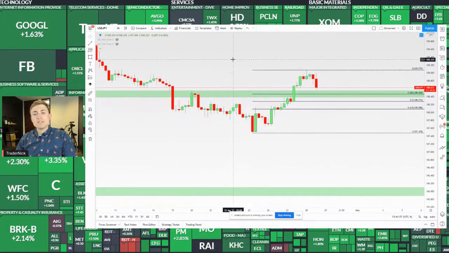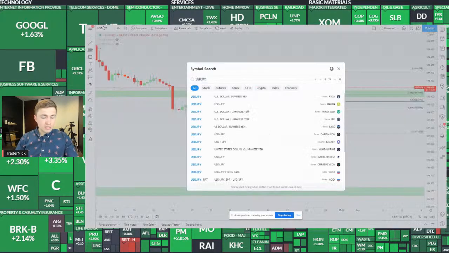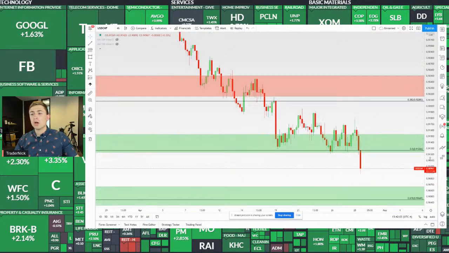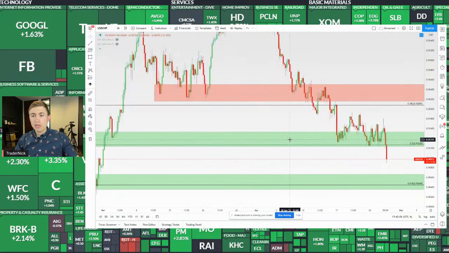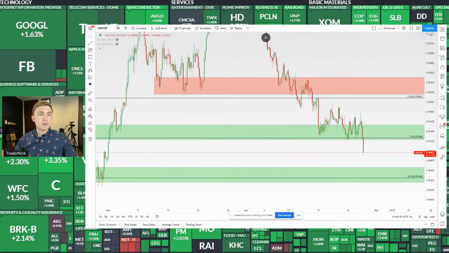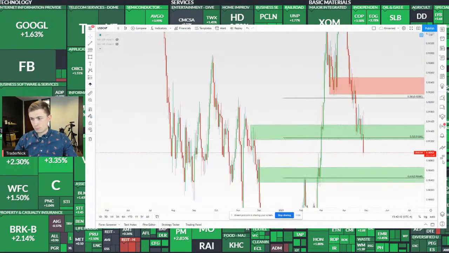So what else? We looked at dollar yen. We haven't looked at dollar Swiss. We can take a look at dollar Swiss as well just to see. This one really got sold off hard. You can see this demand zone held for a little while. We'll go to the daily chart even.